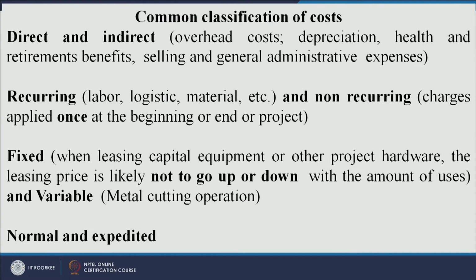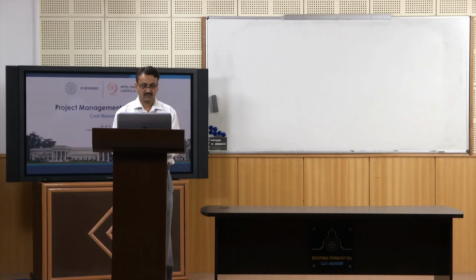Let us look at some other classifications. We have already seen direct and indirect, right. Let us look at one more classification. It is recurring and non-recurring cost. Recurring means which occurs after every month or after every 15 days or after every year, right. So, those costs are called recurring costs. And then you have got non-recurring costs. Those charges which you generally incur only once, at the beginning of the project or at the end of the project, right. So, non-recurring costs do not reoccur.